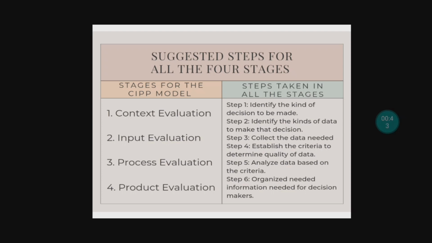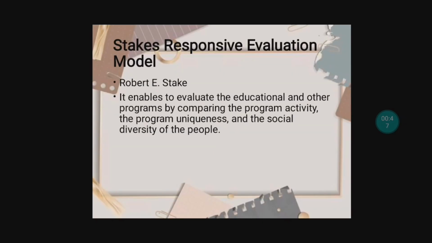So, moving on, let's have another model, which is the Stake's Responsive Evaluation Model by Robert E. Stake. This model enables us to evaluate educational and other programs by comparing the program activity, the program uniqueness, and the social diversity of the people. In using Stake's Responsive Evaluation Model, there are 4 steps to be followed. So, here are the steps.